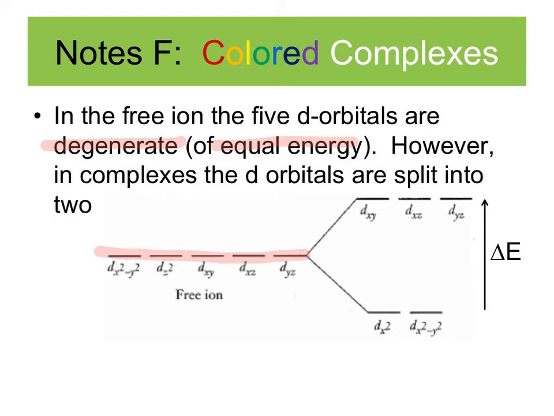When you describe 3d compared to 4d, you would expect 4d to have more energy than 3d because 4d is further away from the nucleus than 3d. However, all five of the 3d orbitals have always been treated as if they had the exact same amount of energy. And for most atoms, they do. But for transition metals, we can actually split so that we would have different energies. Some d orbitals would have more energy than others.